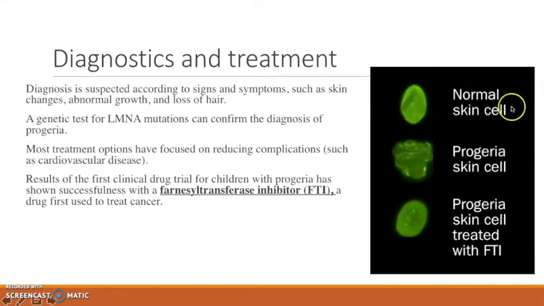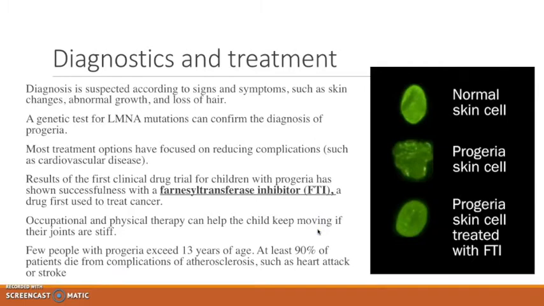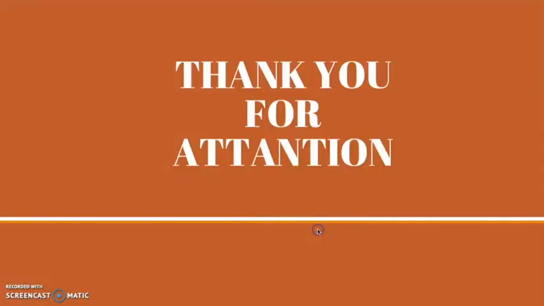So on the top here there is a normal skin cell, here is the progeria skin cell, and the progeria skin cell treated with FTI, so you can see it looks a lot like a normal skin cell. Also, occupational and physical therapy can help the kids keep moving if their joints are stiff. Still, few people with progeria exceed 13 years of age, and at least 90% of patients die from complications of heart attacks and strokes. That's what I wanted to tell you today, and thank you for your attention.